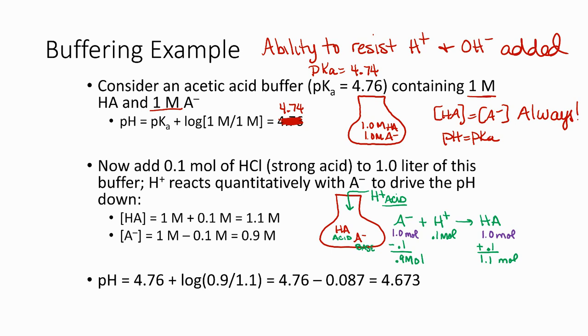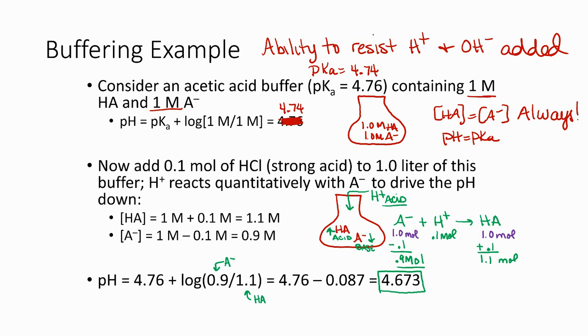Okay, and why is it 0.1 and 0.1? Because the mole ratio is 1 to 1. So remember some stoichiometry. Okay, now what this means is that our buffer goes up in terms of the amount of HA and goes down in terms of the amount of A minus. We can plug this into Henderson-Hasselbalch. Right? We plug the 0.9 in for A minus, the 1.1 for HA. And notice what happens is the pH of the buffer changes.